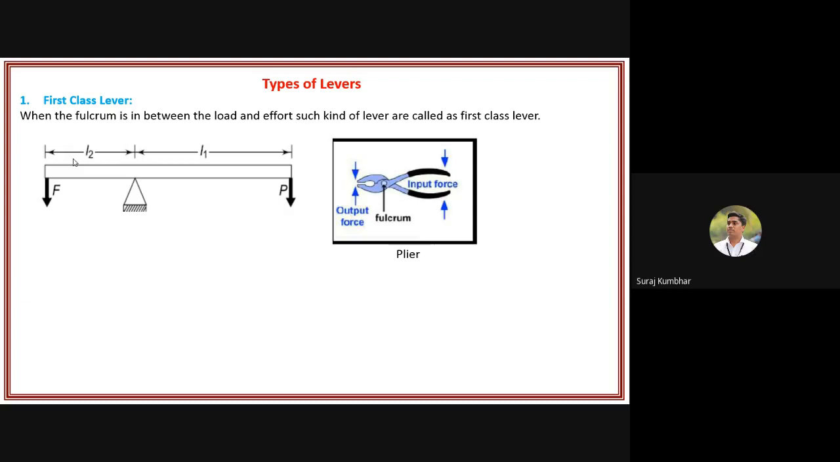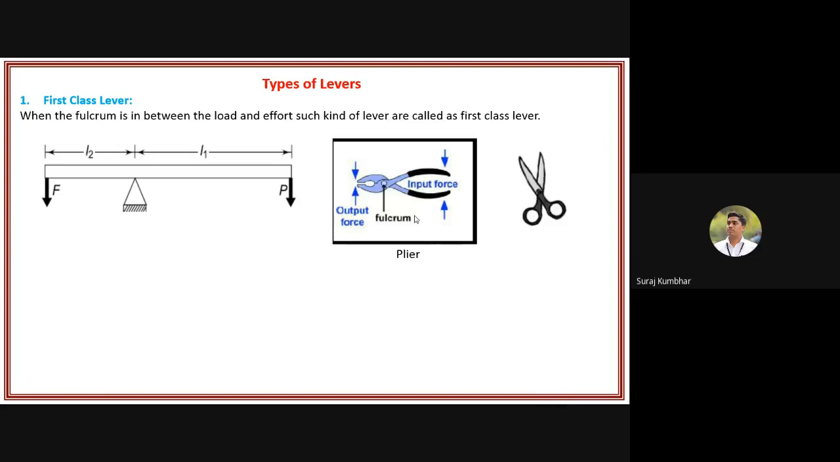We call it pakkad in Marathi. At the middle there is a fulcrum, there is a nut, and around that nut the movement takes place. Here is the input force you are applying and here is the output force, whatever you have to pick up, tighten or loosen. So the plier is the best example for the first class lever.